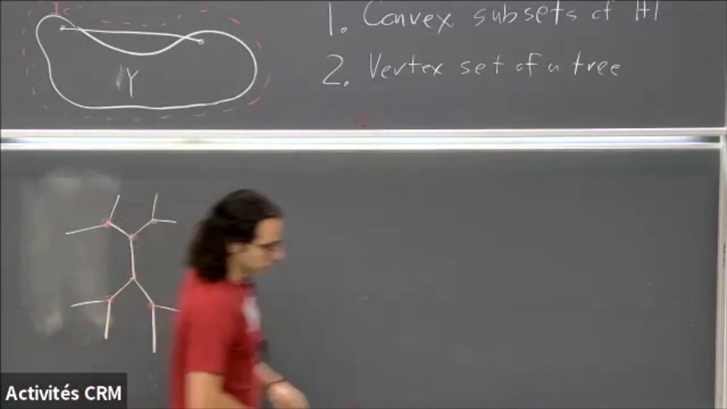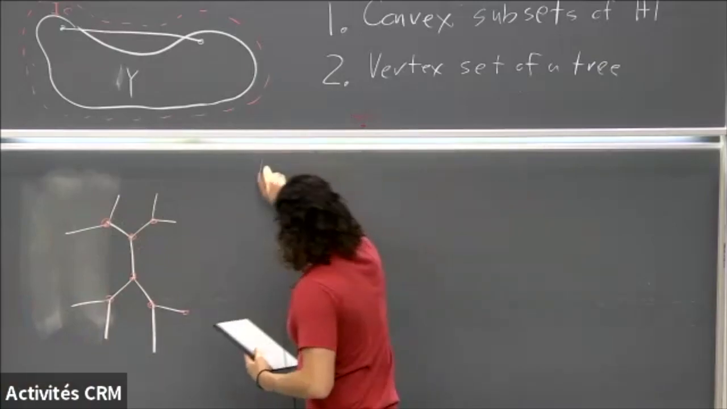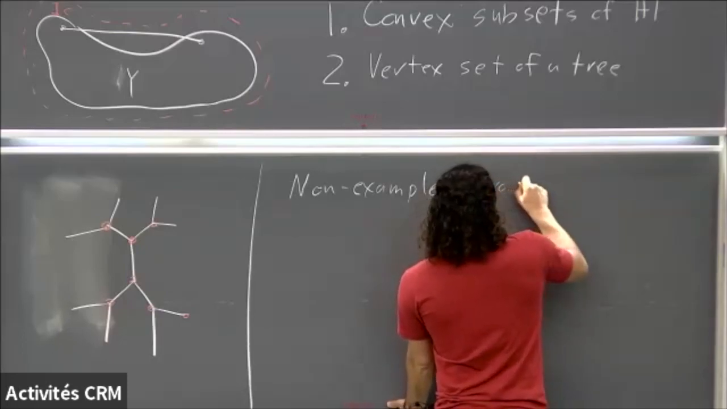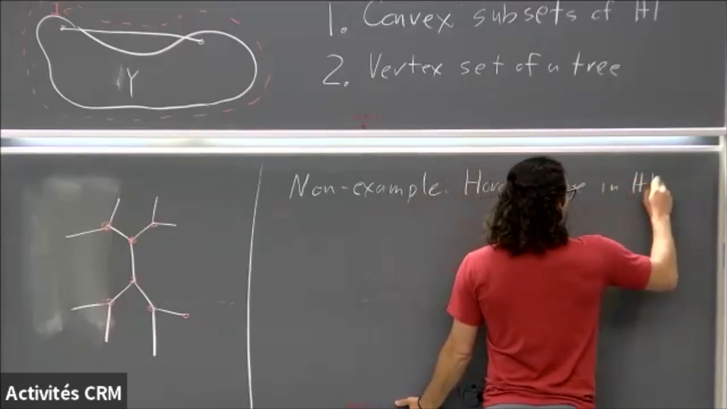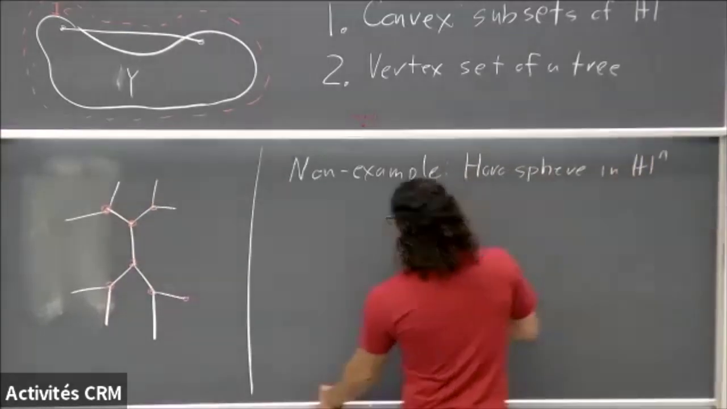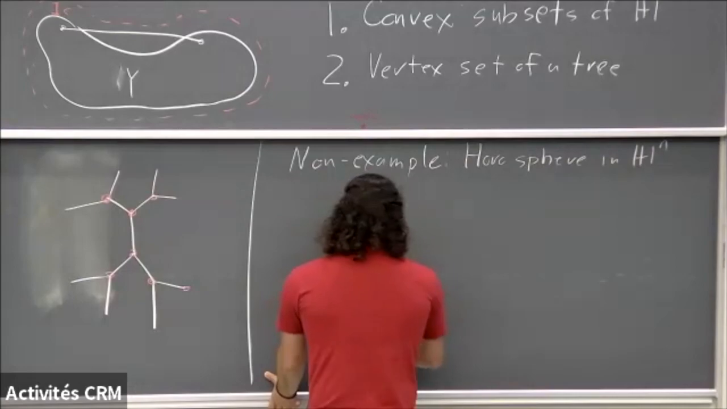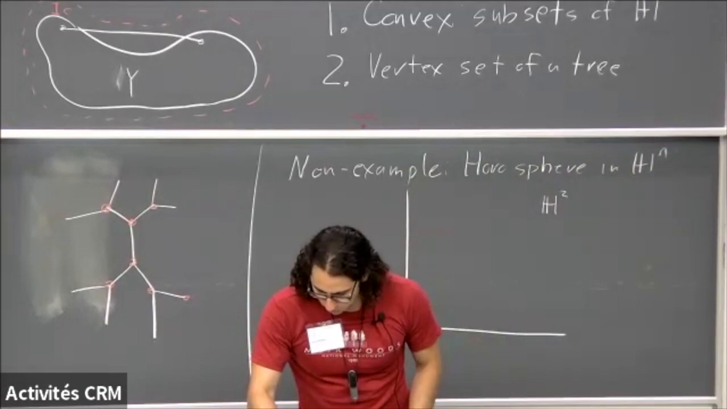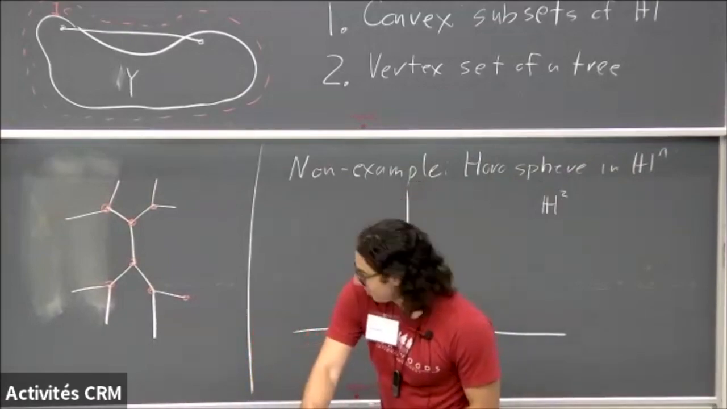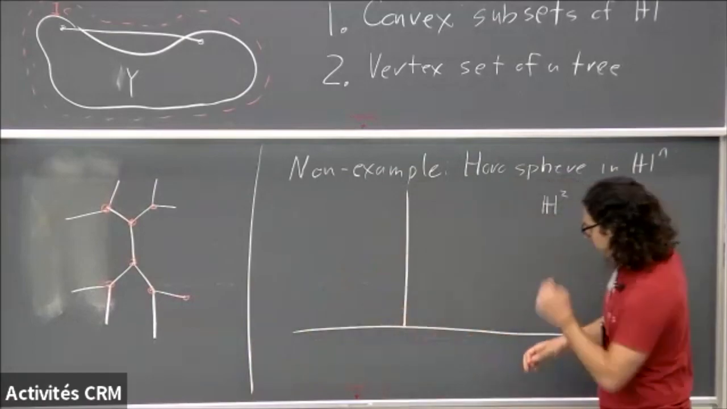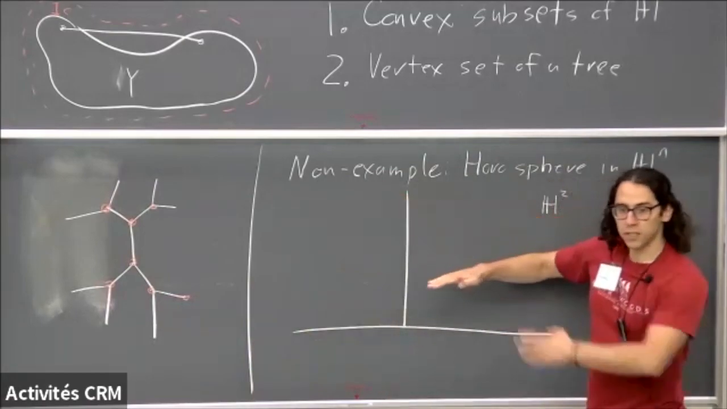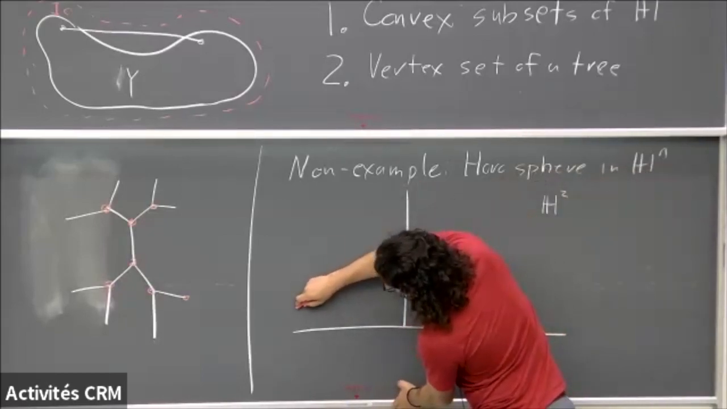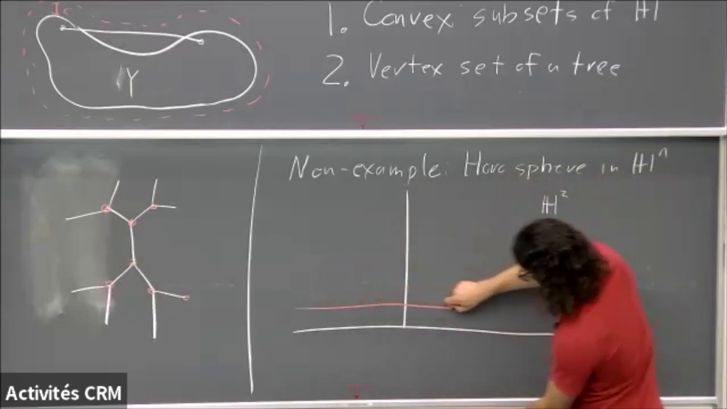Okay. Let me give you one more non-example as a contrast. I think the canonical non-example are horospheres in Hn. Let me draw. This is the upper half space model of H2. A horosphere is, I take any horizontal line, and that horizontal line will define the horosphere through some value on the y-axis. There's a horosphere.